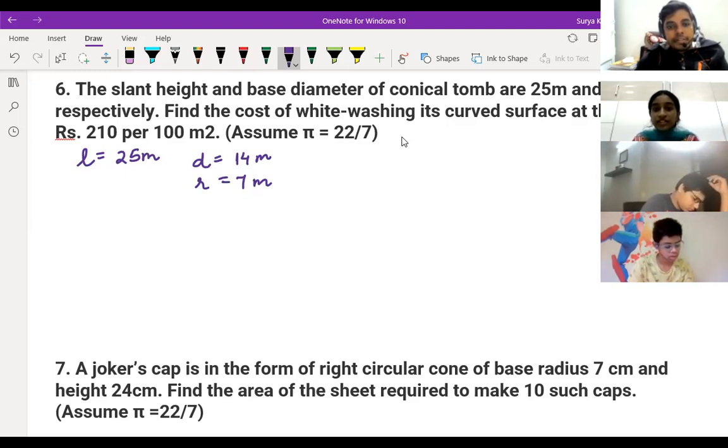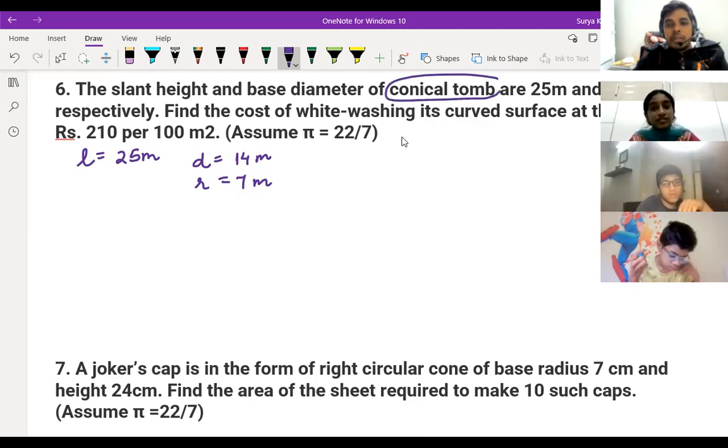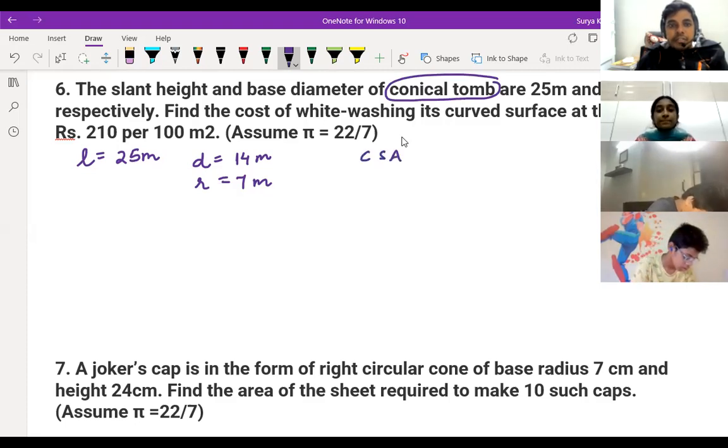Sir, find the CSA. Find the cost of whitewashing its curved surface at the rate of rupees 210 per 100 meter square. This is a conical tomb. Conical, cone. It means we have to find CSA over here. So first you find CSA, then we will discuss this point. See, this point is very important over here. If it is given 1 meter square, then what should you do? If it is given 100 meter square, then what should you do? This yellow part is very important over here. First you find CSA, what will you get?